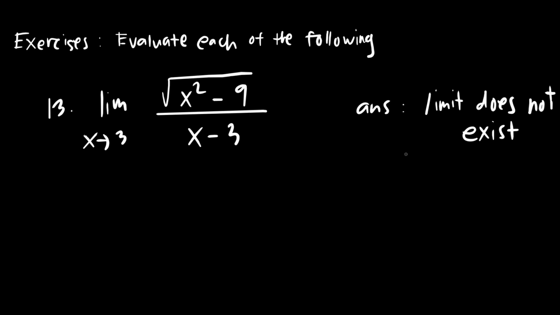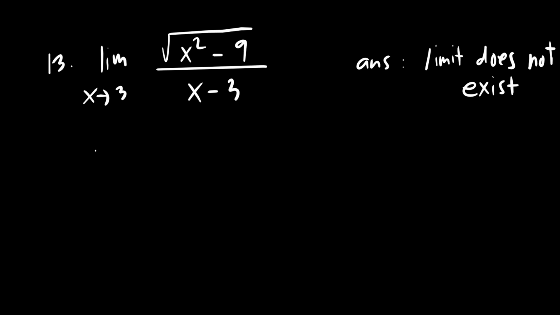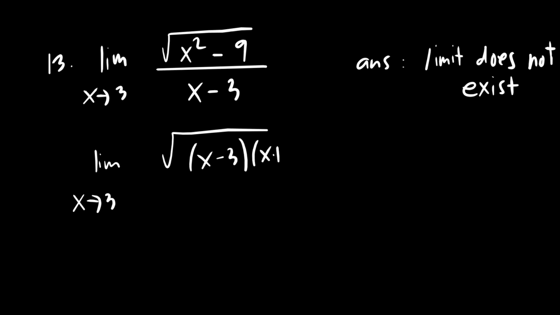Proceed to number 13. Limit of square root of x squared minus 9 all over x minus 3 as x approaches 3. We'll further evaluate this one. As x approaches 3, the terms inside the square root are a difference of two squares, so we'll have square root of x minus 3 times x plus 3, all over x minus 3.